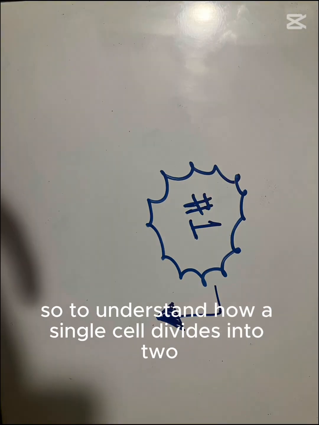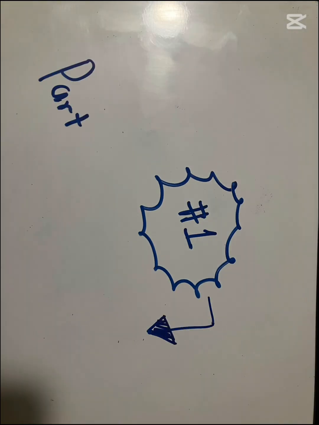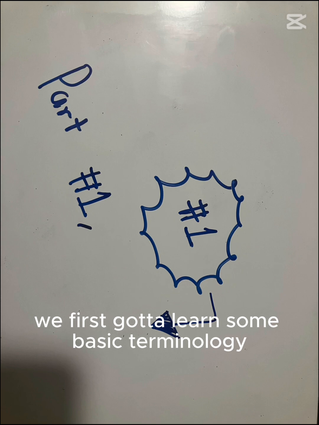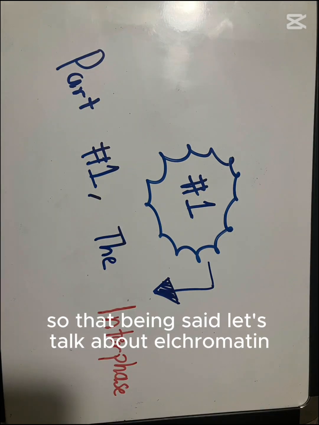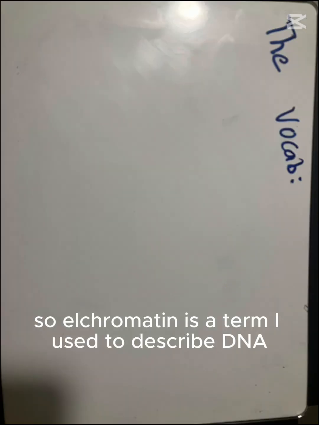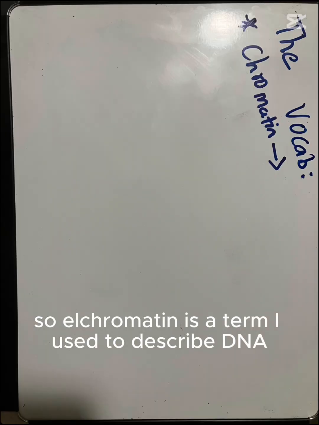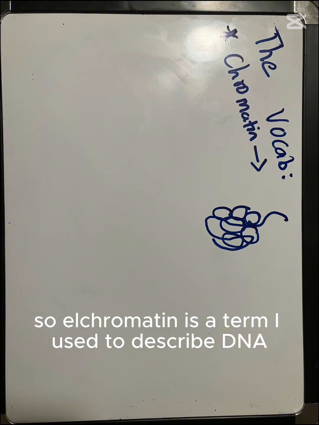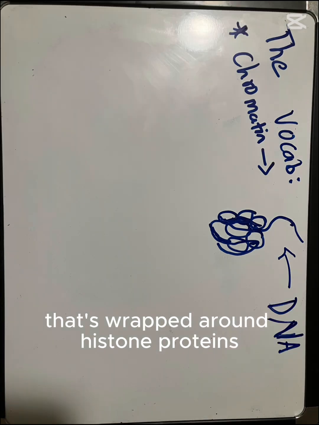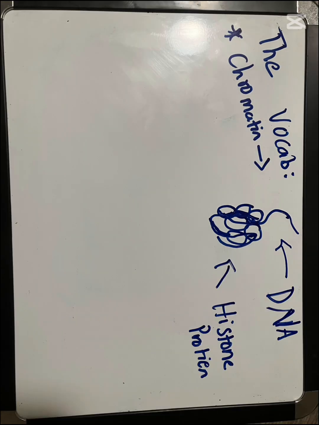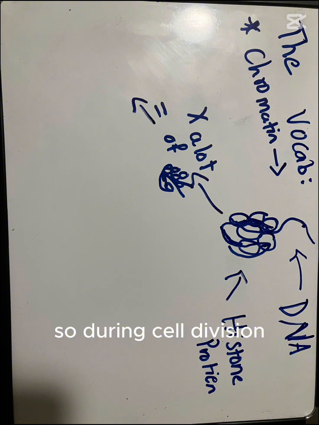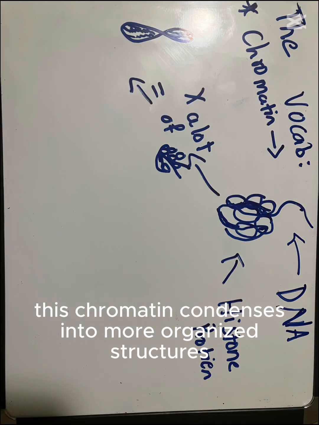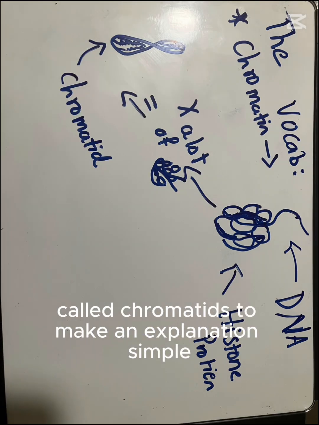To understand how a single cell divides into two, we first have to learn some basic terminology. So let's talk about chromatin. Chromatin is a term used to describe DNA that's wrapped around histone proteins. During cell division, this chromatin condenses into more organized structures called chromatids.